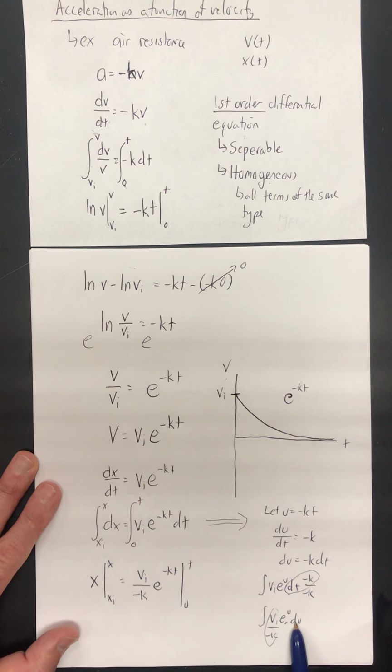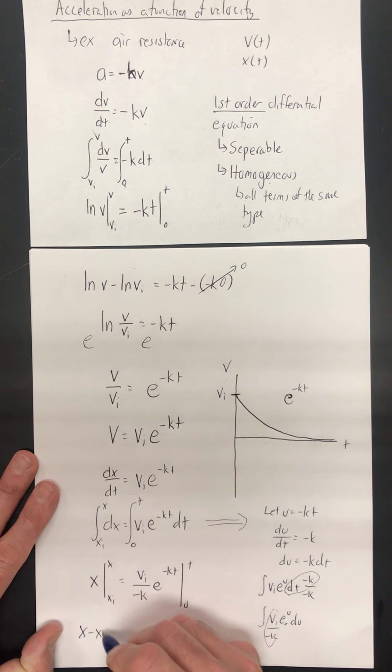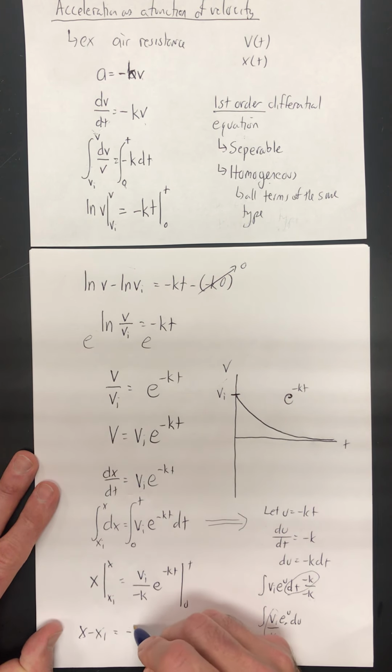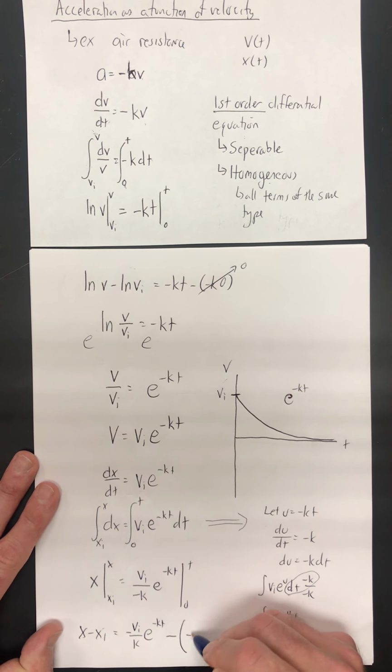And I've just got e to the u with respect to u, which is e to the u, and e to the u is e to the negative kt, so there you go. Okay, so x minus xi over here is equal to negative vi over k e to the negative kt minus negative vi over k e to the 0.